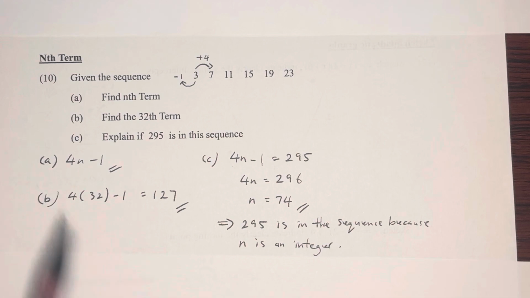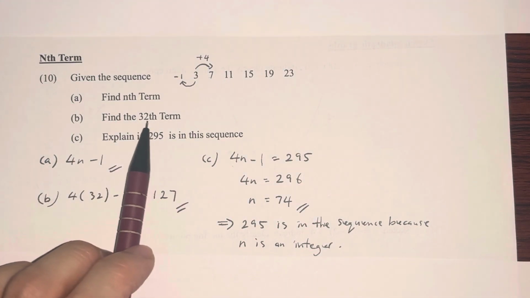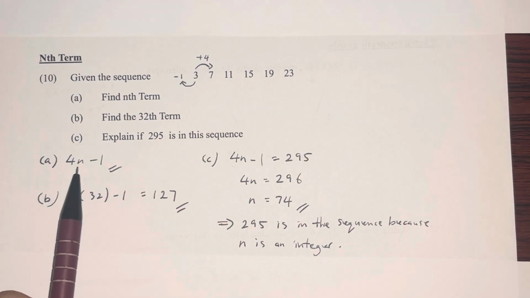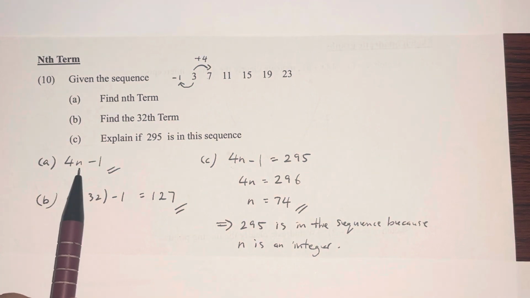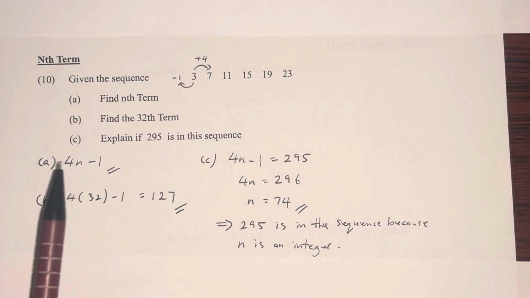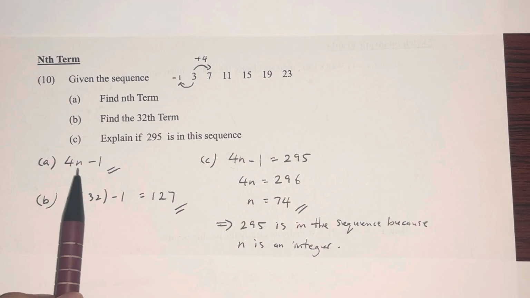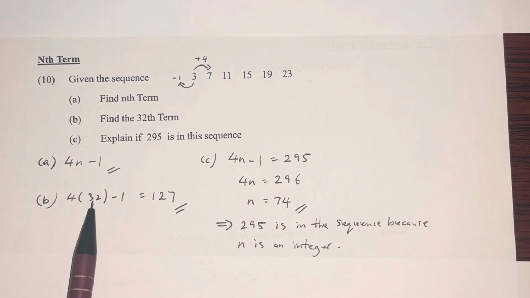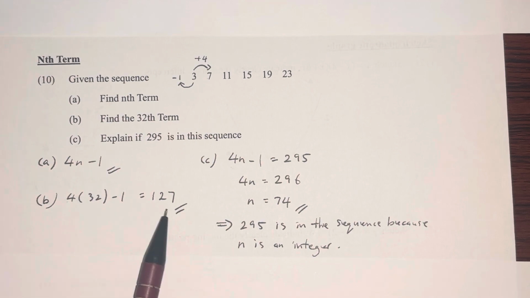So that's it. So then you can see that the question is, what's the 32nd term? So we must first understand what the nth term does. The nth term is a formula that, whatever term I want, I just sub the number into n. So the first term, I sub n equal to 1. Second term, I sub n equal to 2. So if I want the 32nd term, I just sub n equal to 32. Simple, right? So 4 times 32 minus 1. That's it. That's the answer.